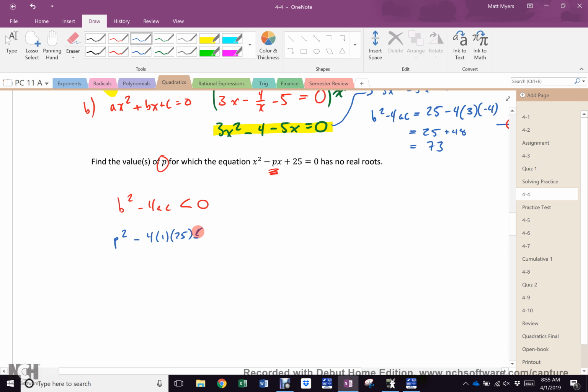Less than 0. So p squared minus 100 must be less than 0. We know how to solve that. P squared must be less than what? Positive 100. So p squared must be less than what? 10. If p is less than 10, no roots. Everybody understand?